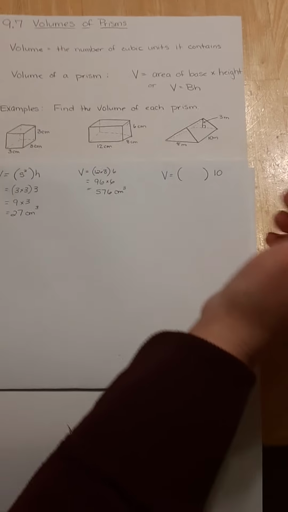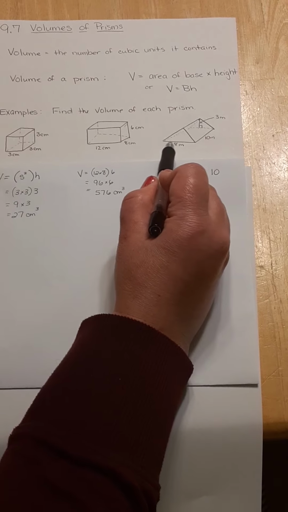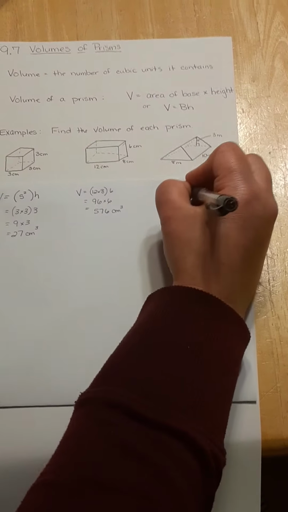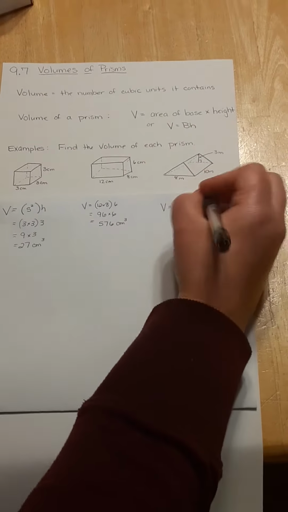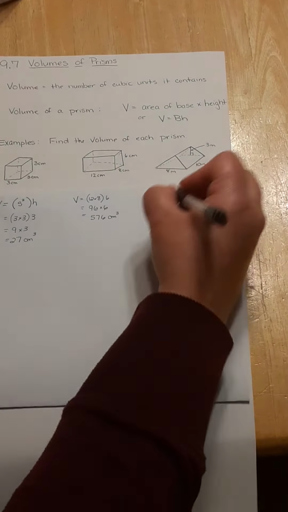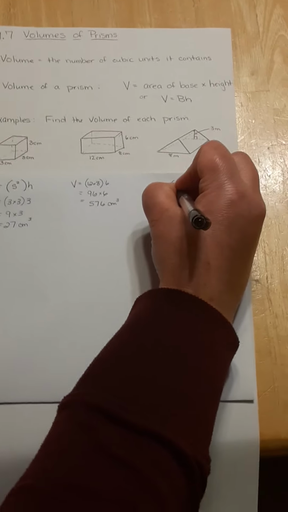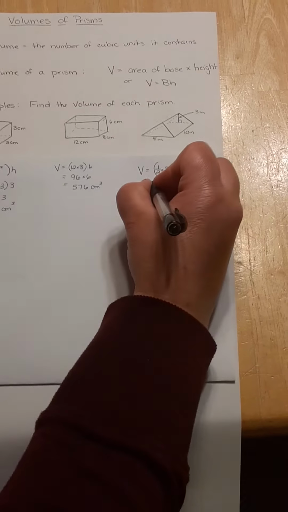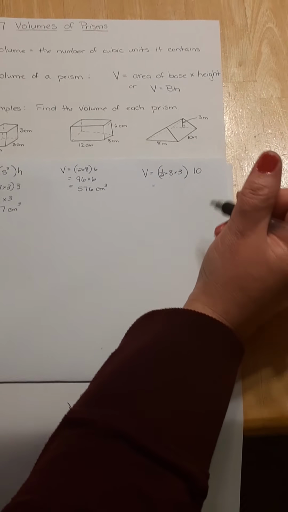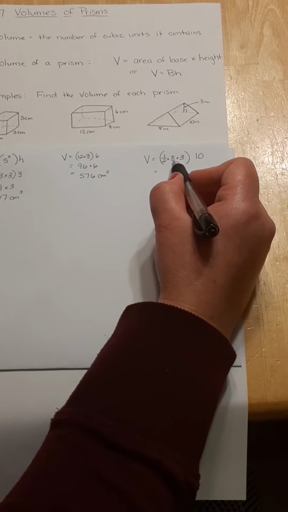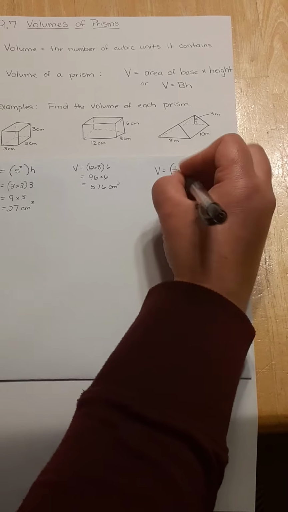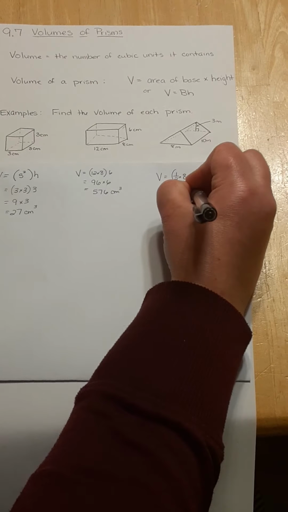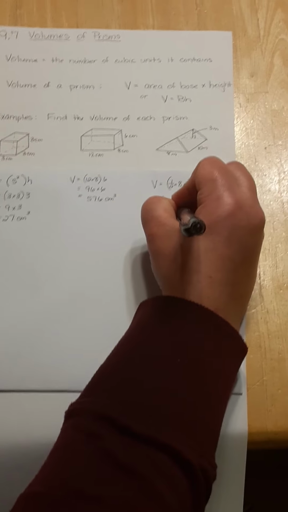Now I'm going to look at the area of my triangle. The area of my triangle, I need the base of it, which is 8. I need the height of the triangle, which is 3. And remember, my equation is 1/2 base times height. So now I'm going to find the area first of my triangle. What is 3 times 8? 3 times 8 is 24. Half of 24 is 12. And then I'm going to multiply it by the height. And I get 120. I'm using meters, and I'm doing cubed. So that wasn't so bad.